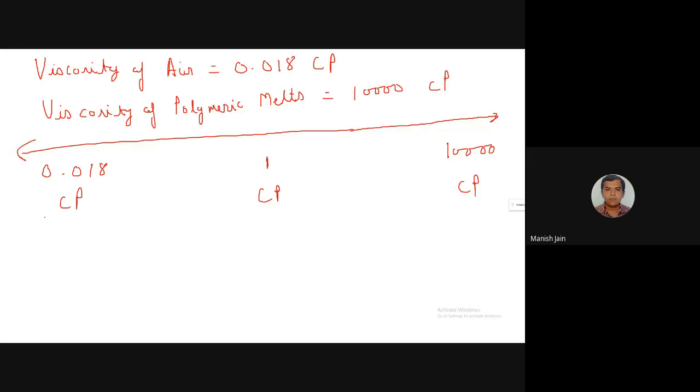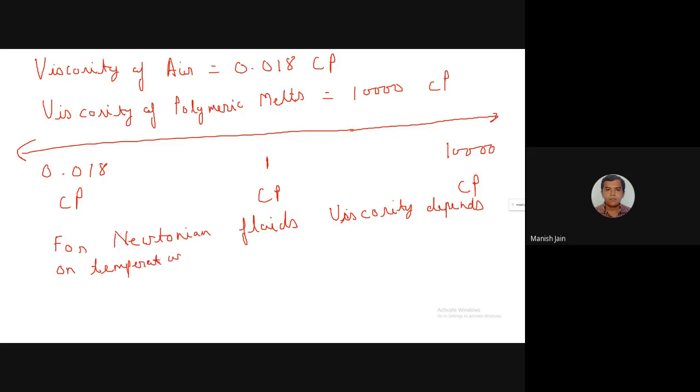Okay. One more thing for Newtonian fluids. This is a very important point: for Newtonian fluids, viscosity depends upon only temperature. So viscosity is a function of temperature. Okay, for Newtonian fluids, viscosity depends on temperature only. Okay. So I think this is enough for today's class.